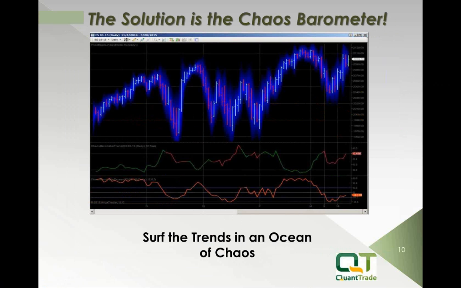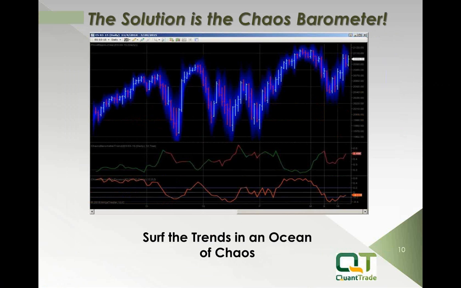Okay, so at this point, I don't think this slide is a big surprise. The solution is the Chaos Barometer. With the Chaos Barometer, we can not only find these different attractors, but we can determine whether or not trends are beginning to form, and we can start to act on them. So with that in mind, let's see here.